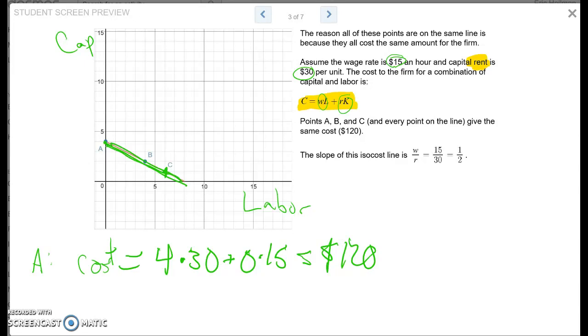The slope of an ISO cost line, so this is important right here, is going to be W over R, as long as you have labor on the horizontal and capital on the vertical. When we were talking about consumers, a lot of times we knew the rule that the slope of a budget constraint was the price of the horizontal good over the price of the vertical good. This is the version of that rule for the producer side. So the slope of an ISO cost line is always W over R.